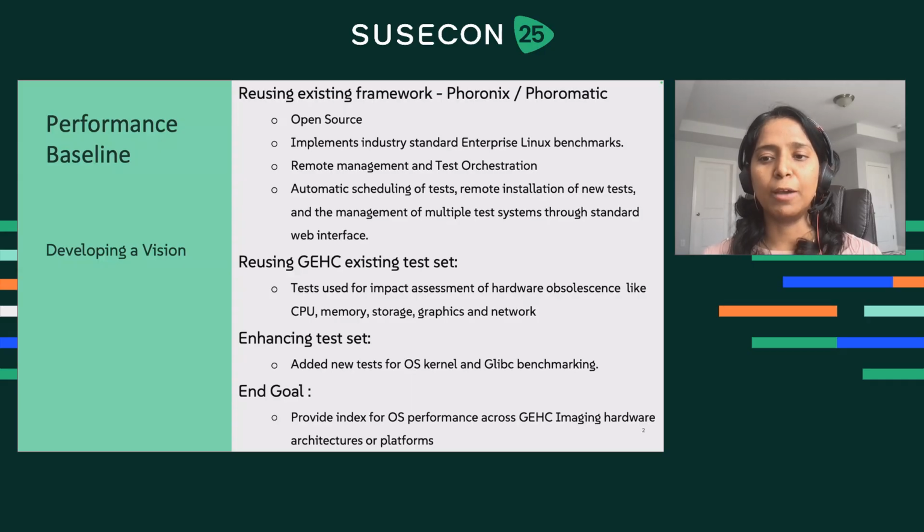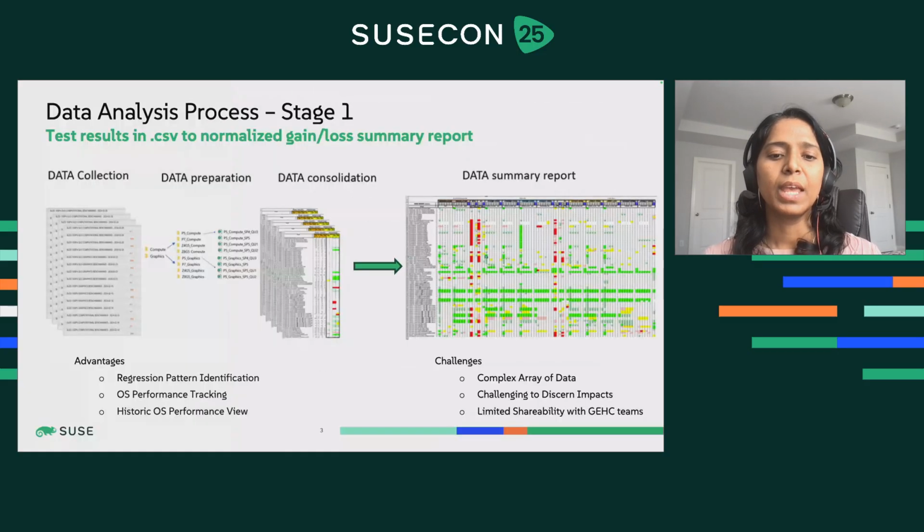Another gap was the lack of a mechanism to provide a baseline index for OS performance across GHC imaging hardware architectures or platforms, for which we had to figure out a way of consolidating these test results from various tests and hardware to identify patterns of performance regression. This prompted the need for development and automation of data analysis models for OS test results. The post-testing data analysis process for OS performance testing involves two stages, most of it being automated.